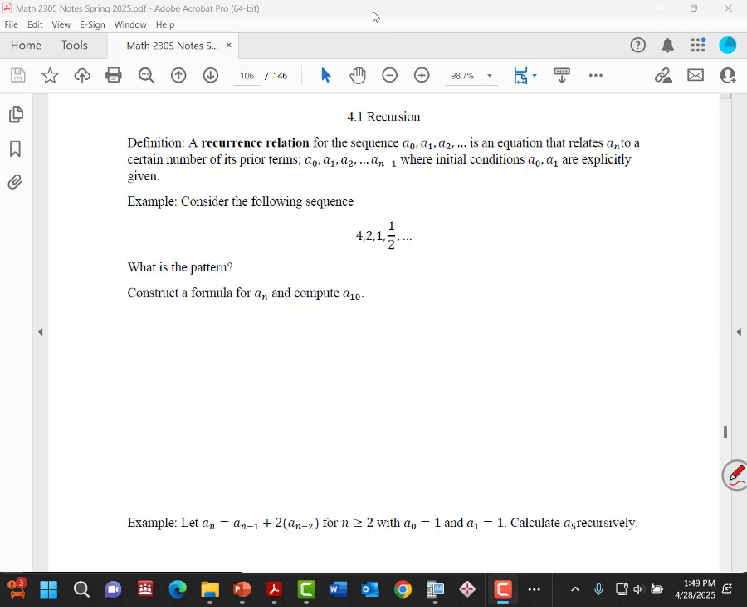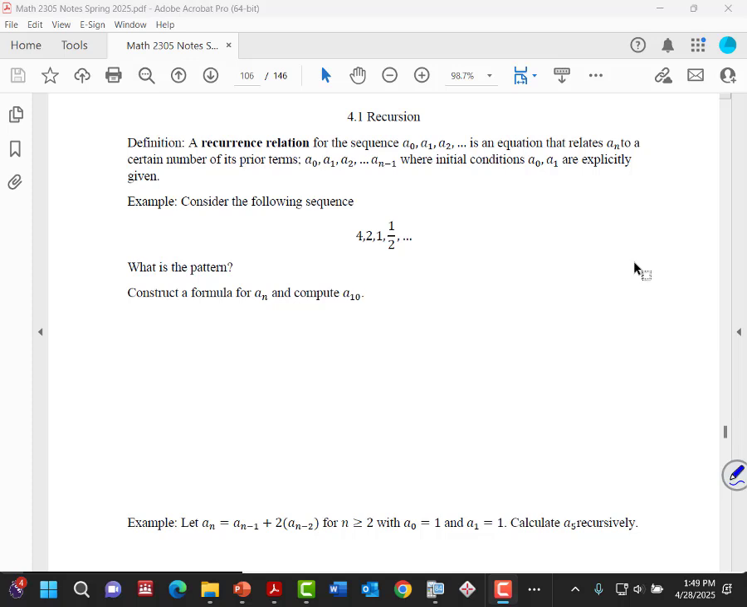So in this section, we want to take a look at something called recursion or recursive definition. So start off with the definition. A recurrence relation for the sequence A0, A1, A2, etc. is an equation that relates A sub n to a certain number of its prior terms, where initial conditions A0 and A1 are explicitly given.